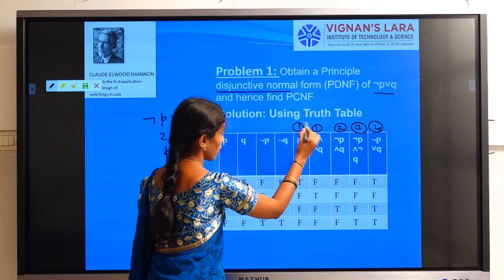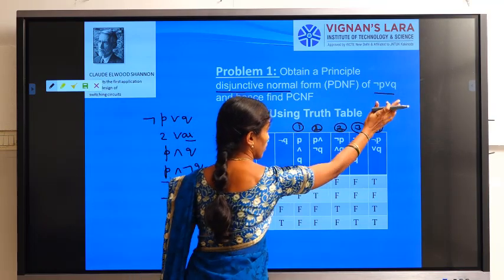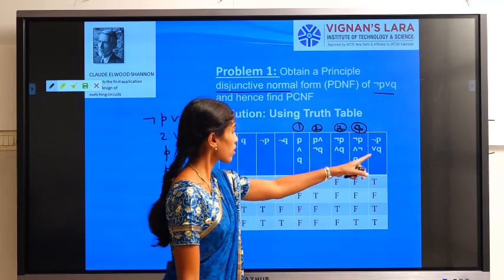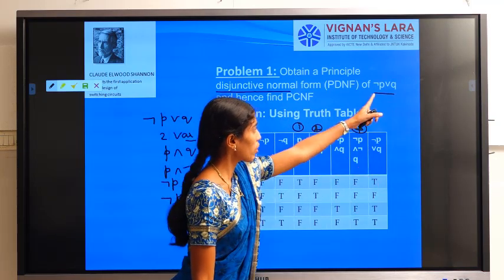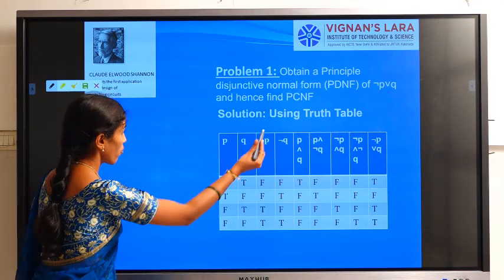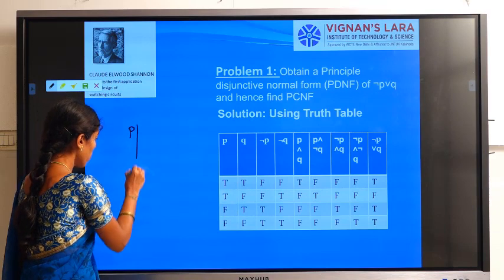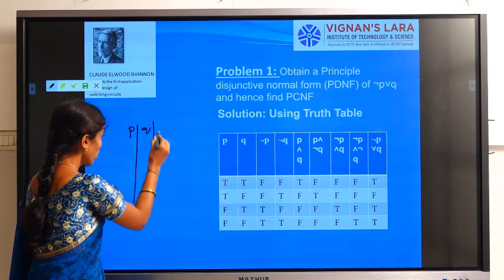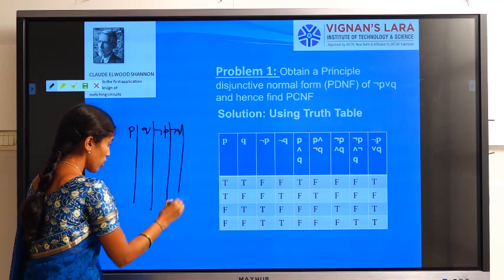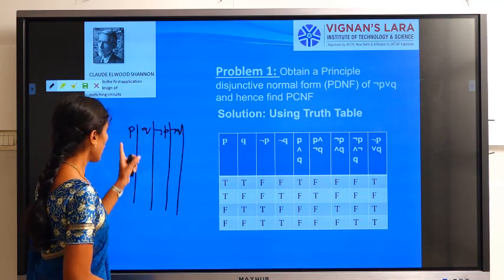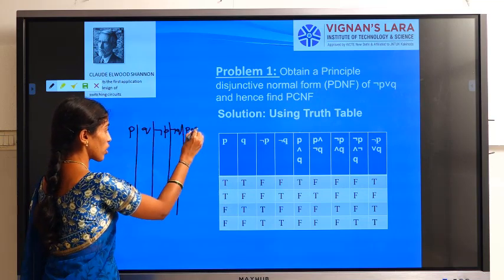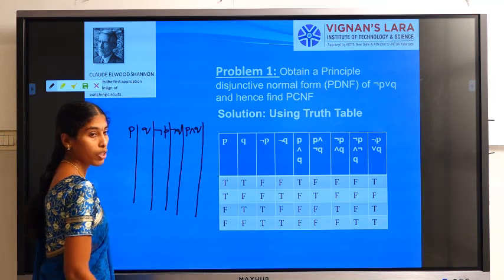This is the first min term, next second one, third one, fourth min term. The last column consists of the given proposition, negation P or Q. So we will see the problem. First one P, then Q, its negations, negation P, negation Q. Next, related to these four variables, its conjunctions, otherwise we call them min terms: P and Q.